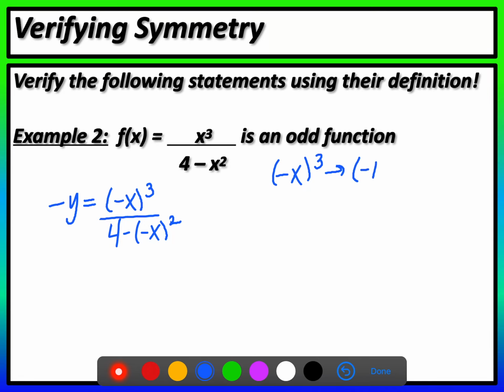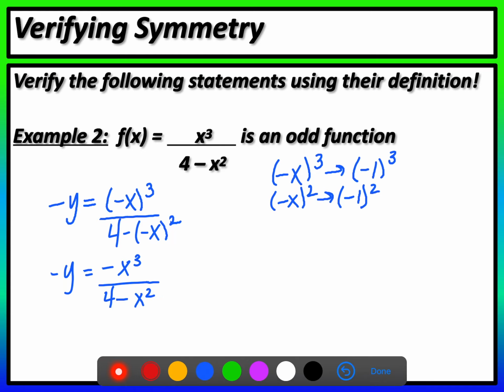Okay, like I was saying, plug negative 1 cubed into your calculator. Plug negative 1 squared, and make sure that you use parentheses, and that'll tell you what outcome you're supposed to have. Okay, so this would be a negative x cubed.